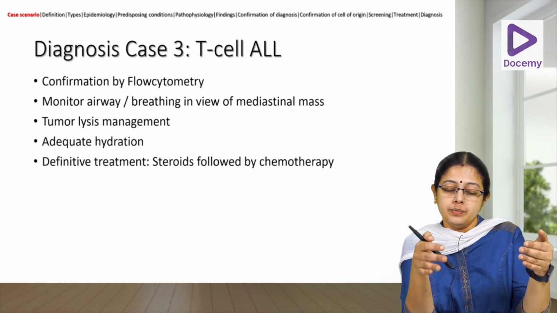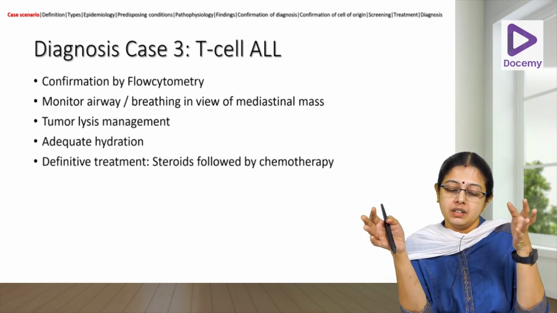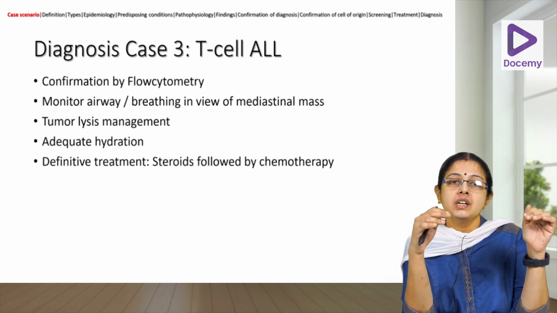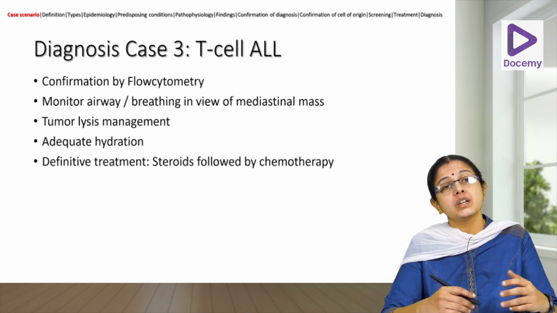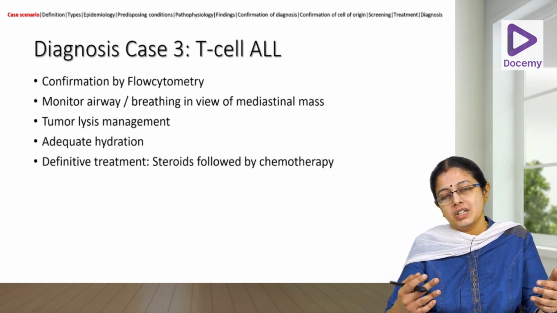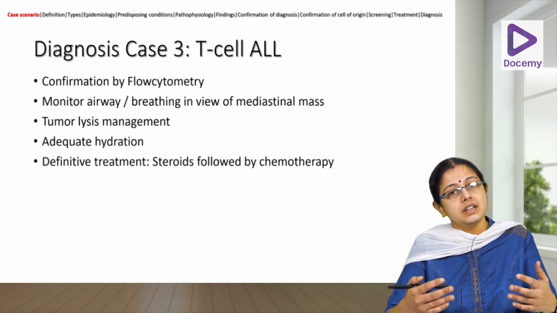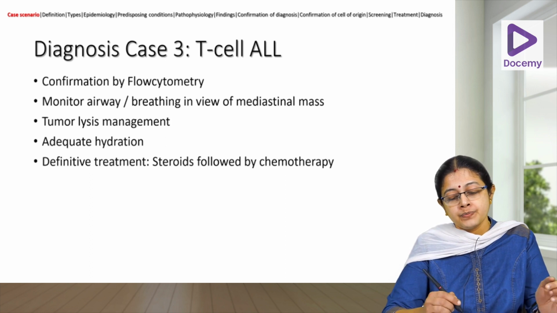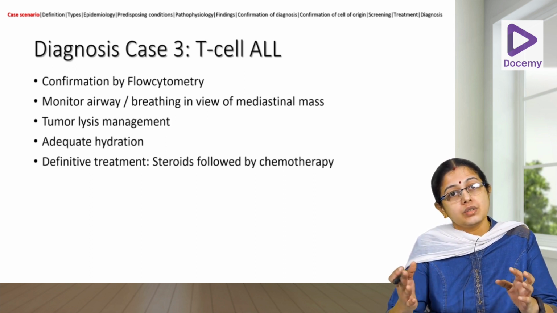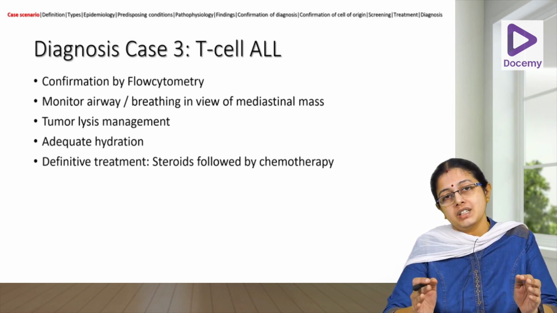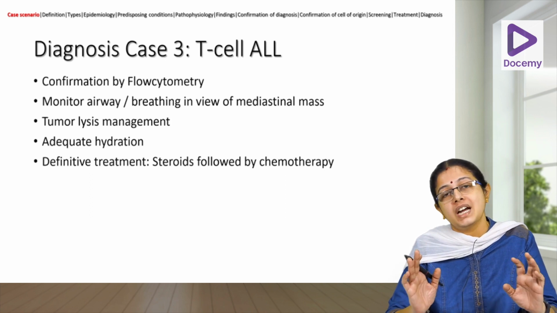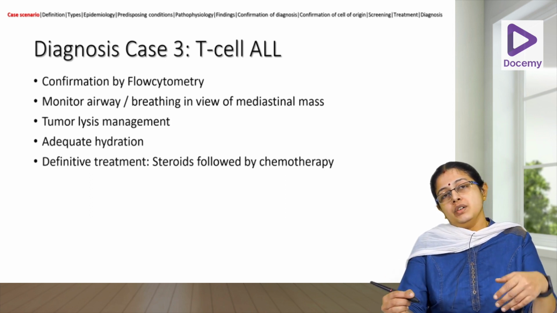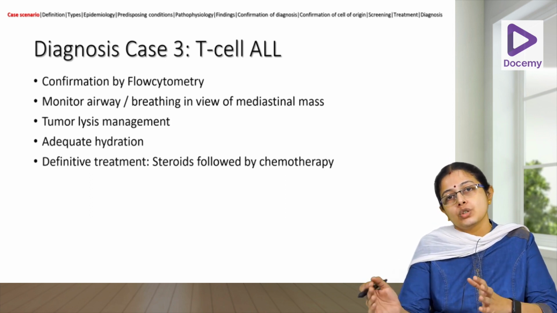And the airway, breathing, saturation all have to be monitored. He could go into acute hemolysis when you start the treatment, and by virtue of which he could also develop a renal failure. So for preventing that, the patient should be receiving adequate hydration. Now, definitive treatment: steroids followed by chemotherapy.